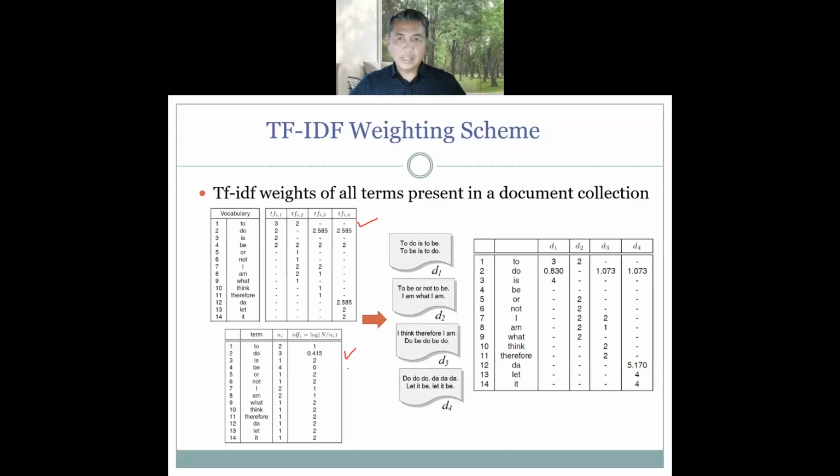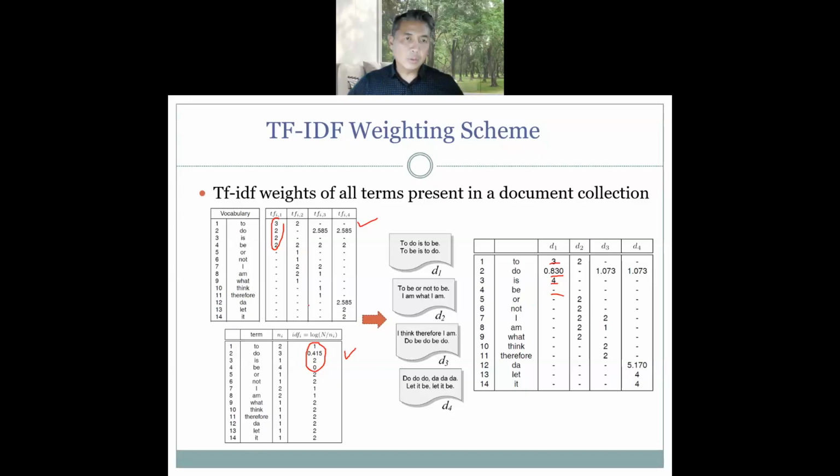And then this is your IDF. So to get the TF-IDF, we have to multiply all this with all this. 2 times, no, not that one, this one. So 3 times 1, you get 3, and then 2 times 0.415, you get 0.83, and then 2 times 2, you get 4, and then 2 times 0, you get 0.